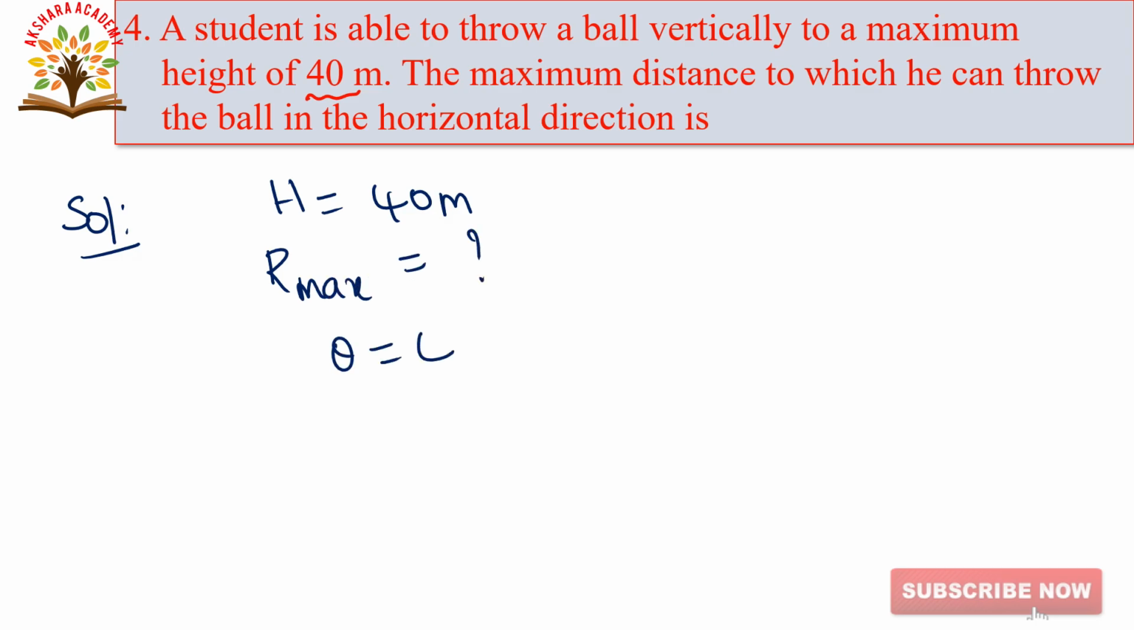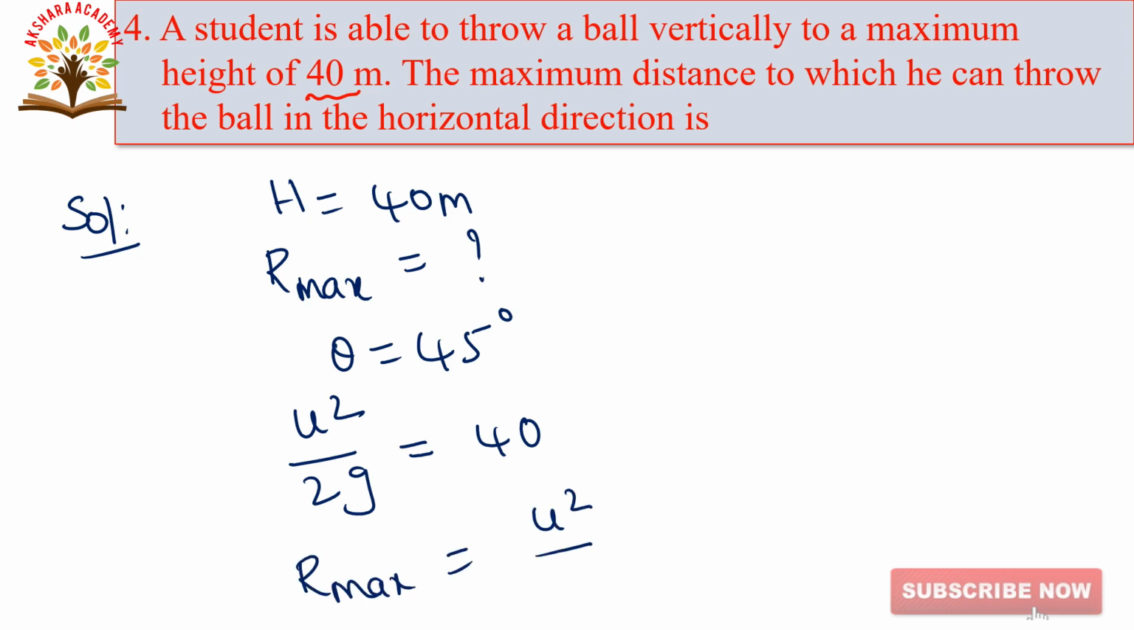Here in this case theta is equal to 45 degrees. The maximum height is u square by 2g, that is equal to 40 meters, for vertical projection, theta is equal to 90 degrees. So R maximum is equal to u square by g, that is equal to 2 into 40, that is equal to 80 meters.